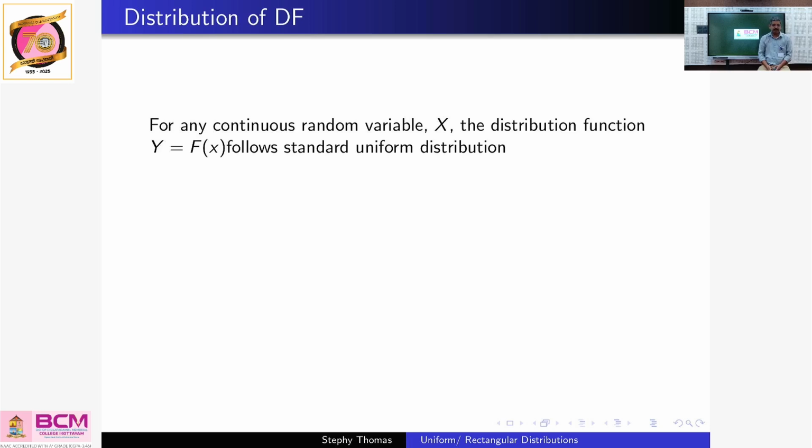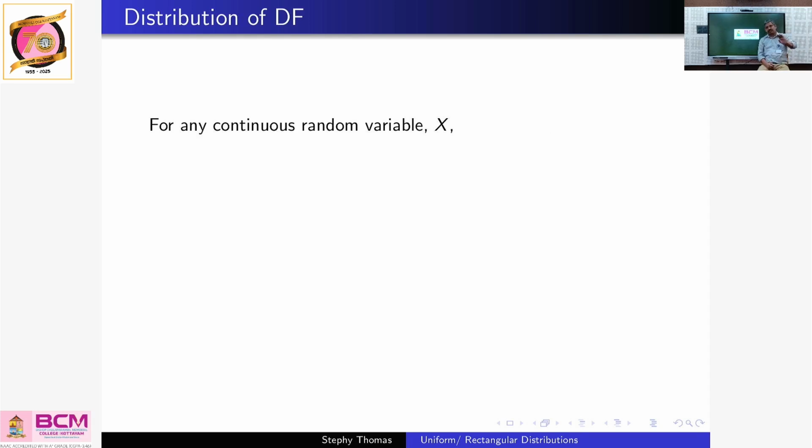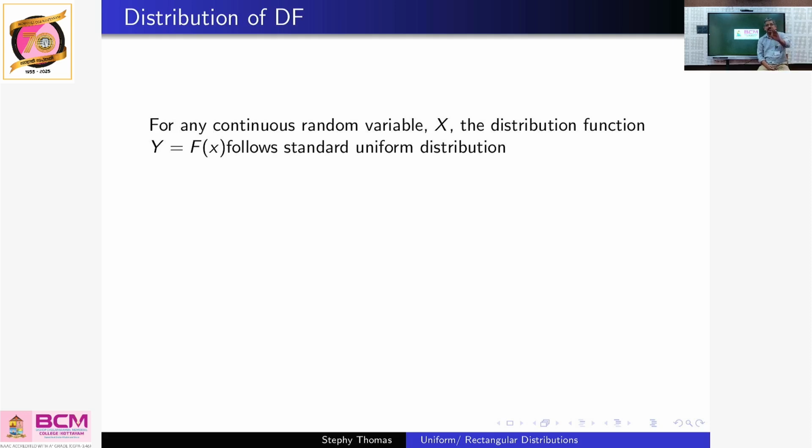Now we have a basic and very important theorem saying that for any continuous random variable X, irrespective of the distribution, the distribution function F of X is distributed as the standard uniform distribution. Whatever the distribution may be, it should be continuous. That is the only condition we have, and this theorem has many applications in random number generation and everything. And we are going to prove this one.